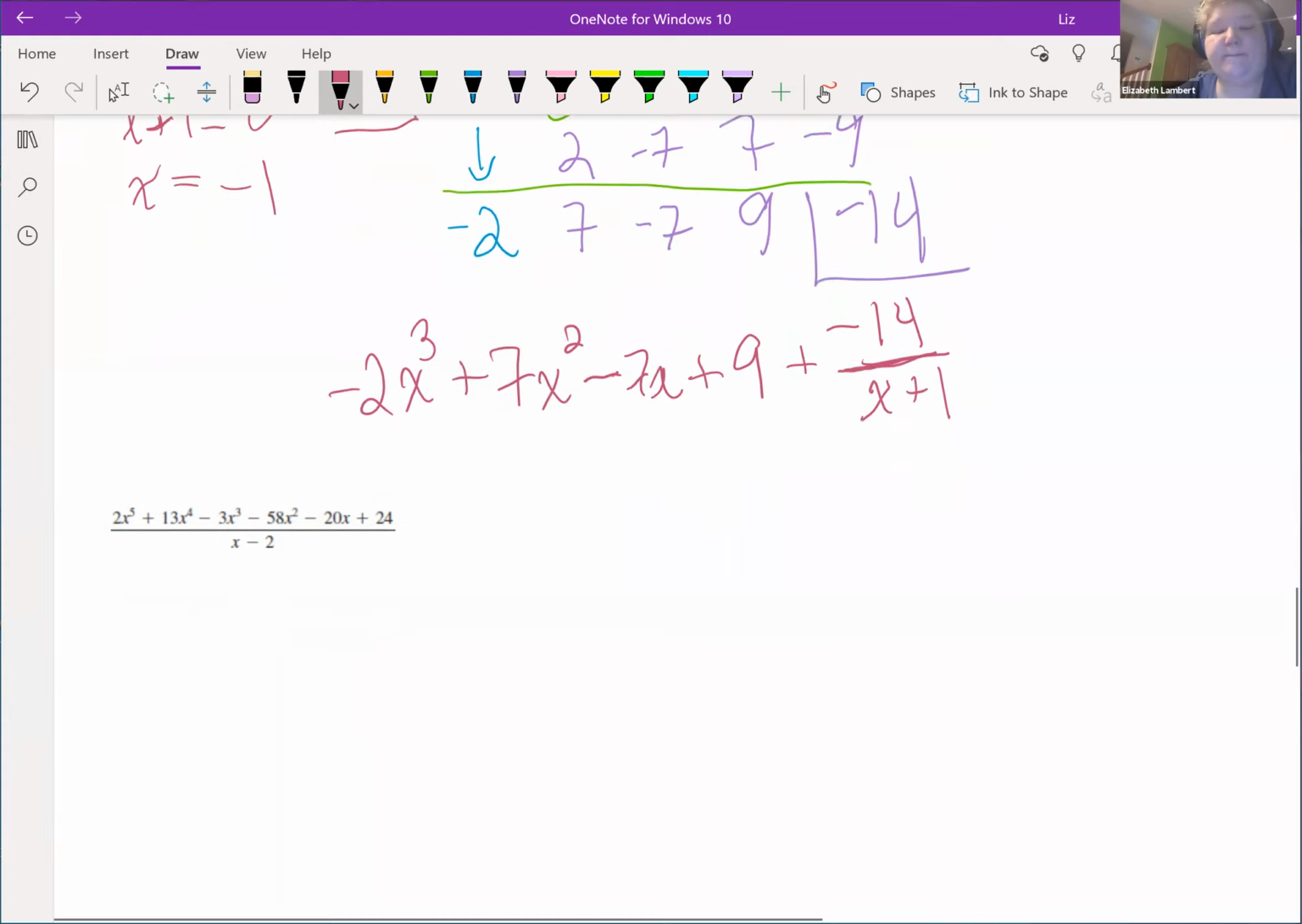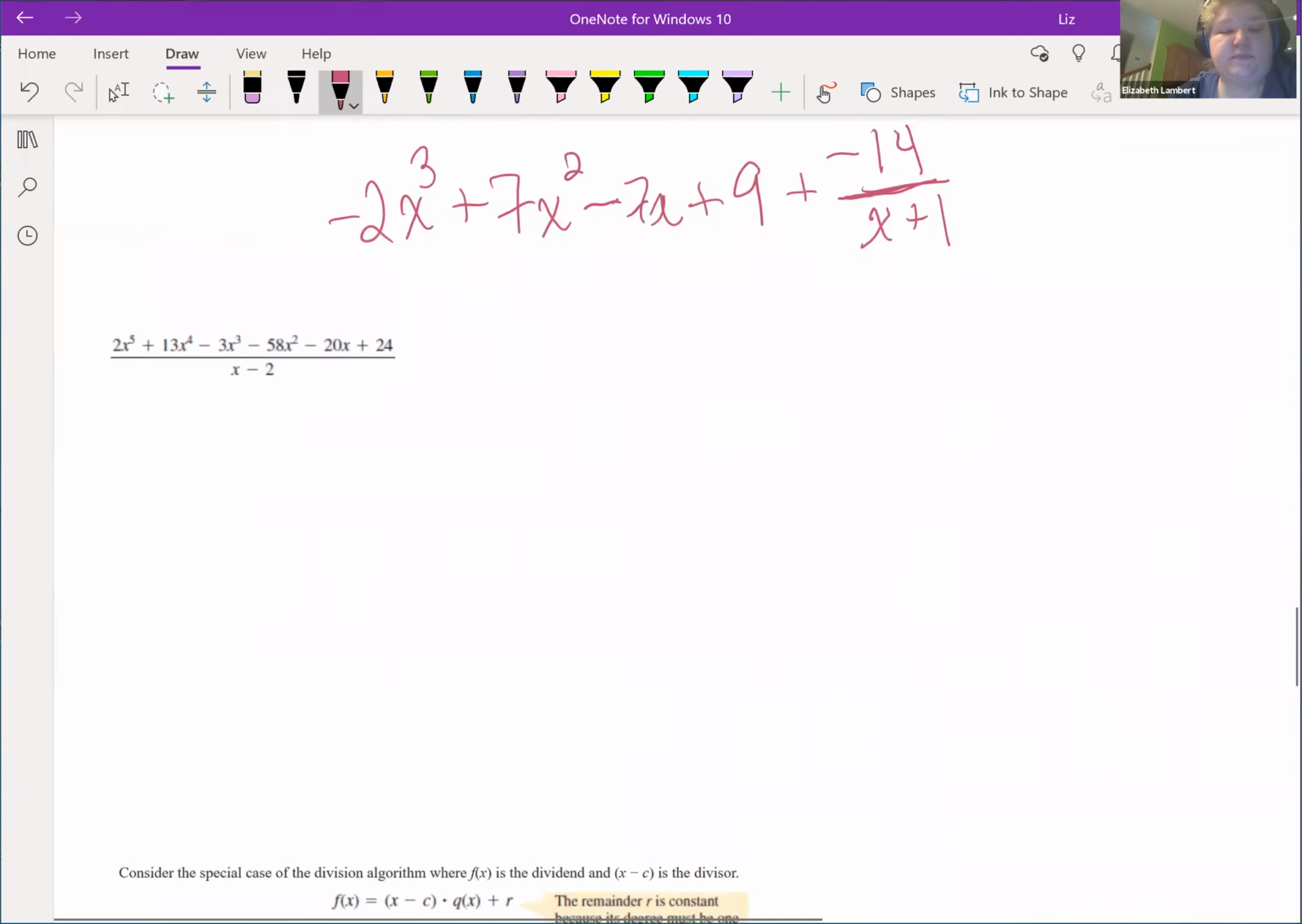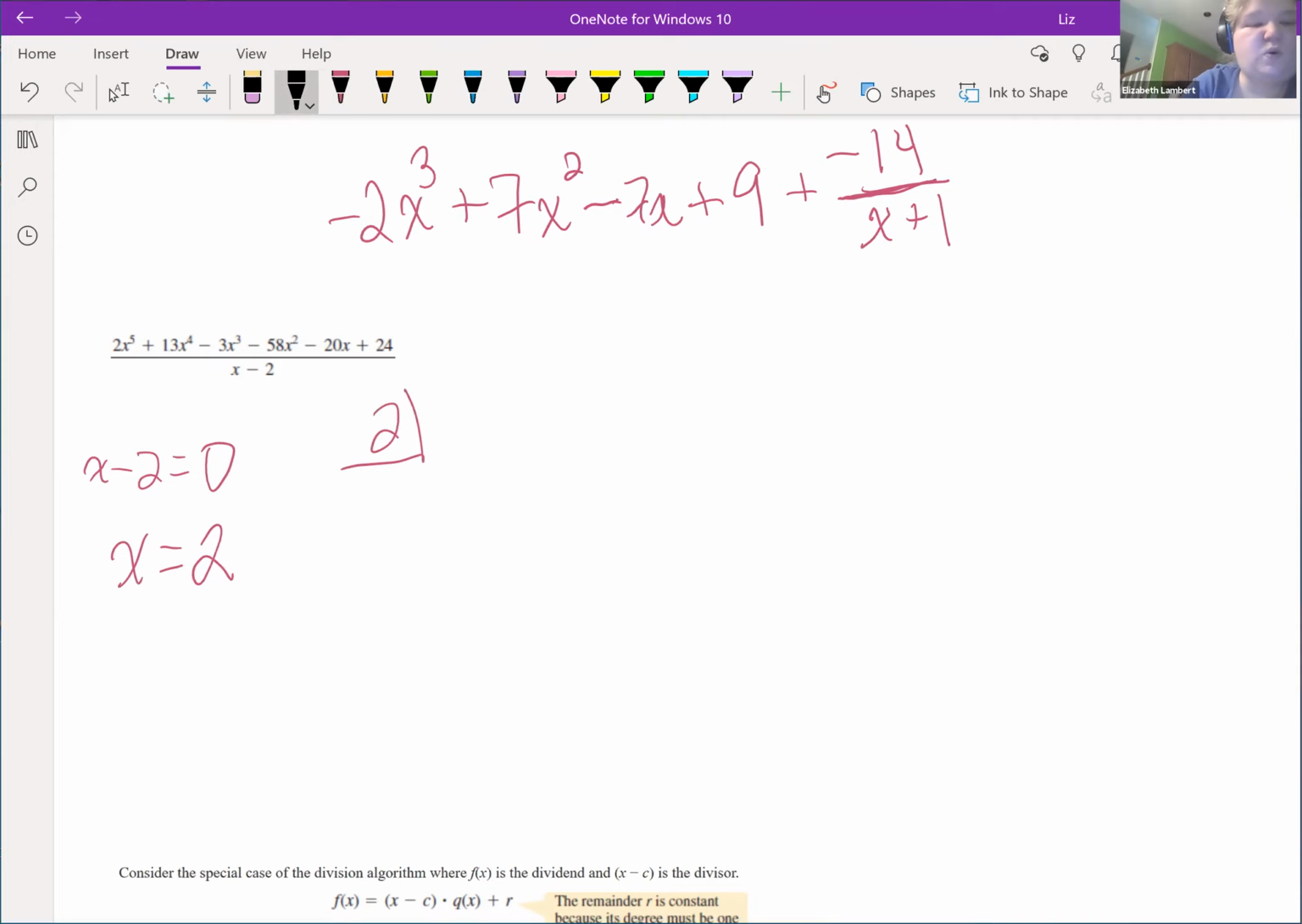All right. So one more, just to be real crazy. We got x minus 2 on the bottom. So we got 2 in the box. We got a whole lot of numbers, but 5, 4, 3, 2, 1, 0. Just counting the powers. Everybody's accounted for, and it's presented in descending order.